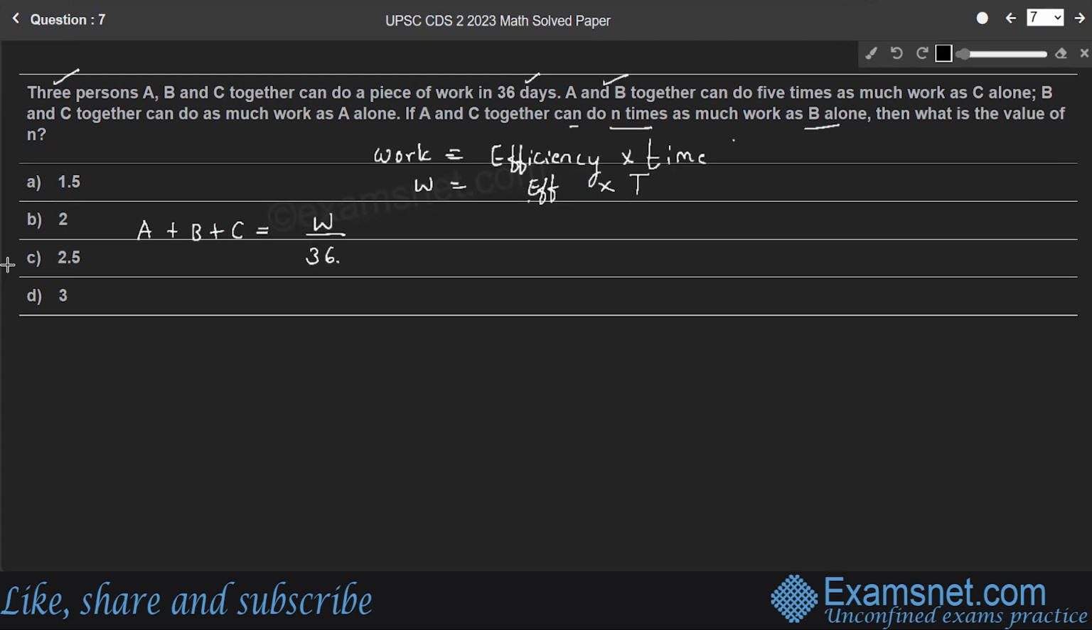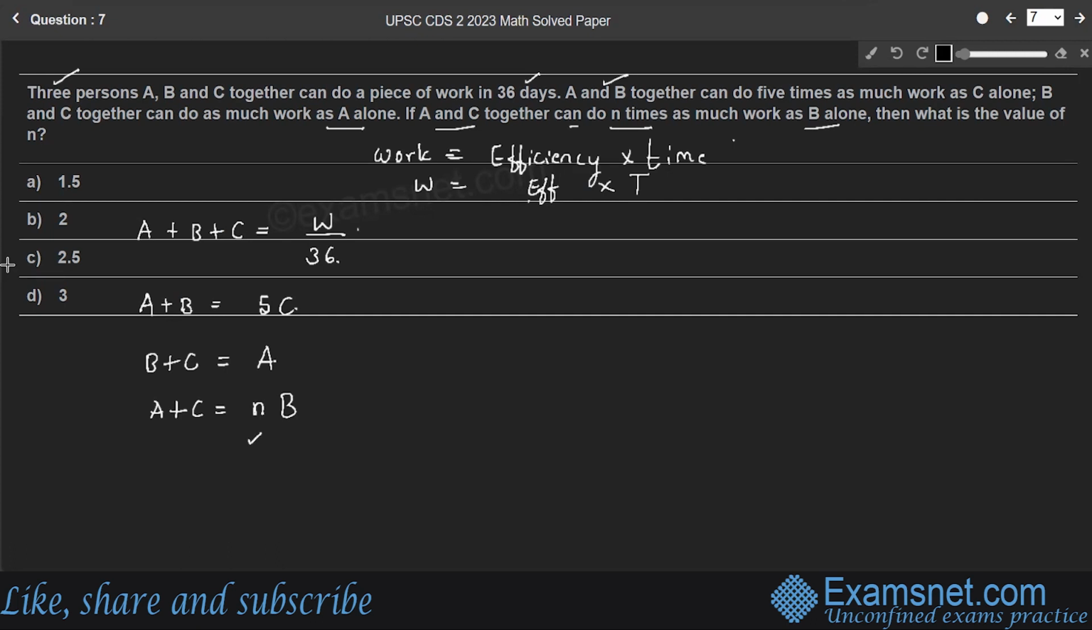Now, A and B together can do 5 times as much work as C alone. So here, the efficiency of A plus B is equal to 5 times C's efficiency. Efficiency of A and B is 5 times that of C. And B and C together, that means B plus C, their efficiency together, as much work as A alone, is equal to efficiency of A alone. If A and C together can do n times as much work as B alone, so A plus C, their efficiency is n times efficiency of B. What is the value of n? We have to find the value of n.